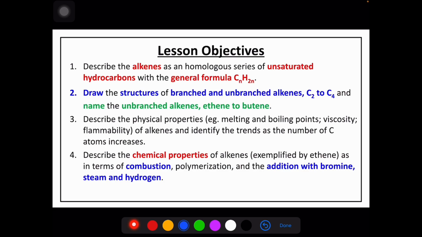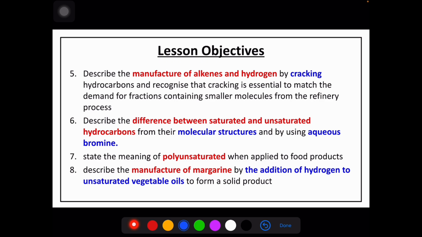Let's take a look. In this video, we are going to learn about alkenes. These are what we call unsaturated hydrocarbons. In addition, there's a certain general formula to them as well. We'll learn about their drawing, their physical properties as well as their chemical properties. We'll also learn how we actually manufacture alkenes by this process called cracking.